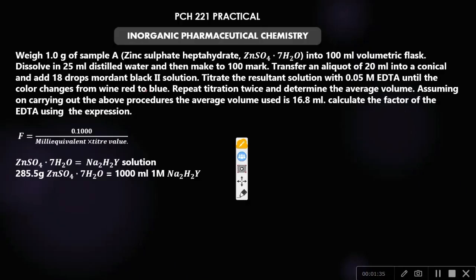Now come back. At the end of the day, say transfer an aliquot of 20 ml into a conical flask and add a few drops of mordant black. Now you must be very careful. I think they did not use this entire 20 ml, because if you look at the factor given here, they gave you 0.1. Is that okay? So transfer an aliquot of 20 ml into a conical flask and add a few drops of mordant black.